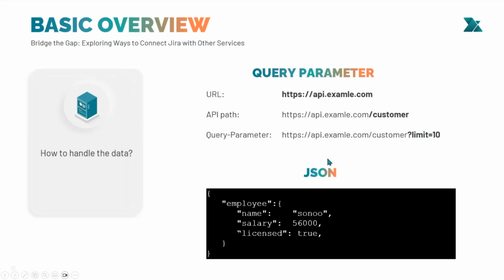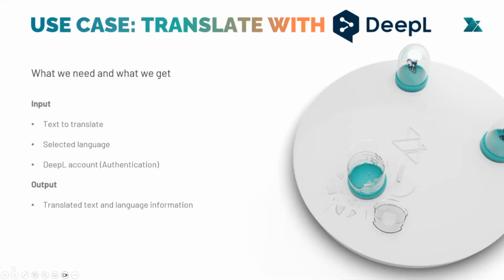And the exchanged file format for customer, or in this example, employee: we have a name, for example, a salary, and then whether this person is licensed. This is how the structure of a JSON could look. And yeah, so let's dive right into the use cases.